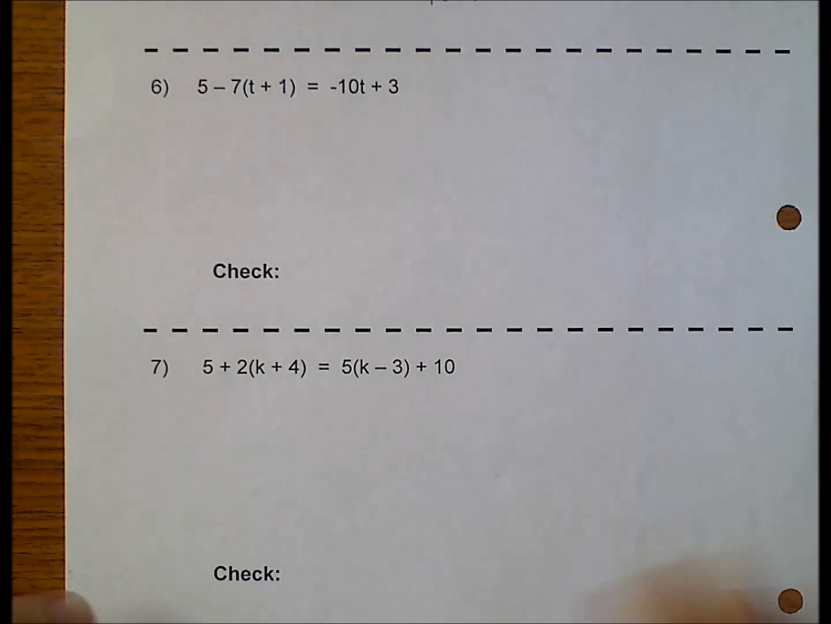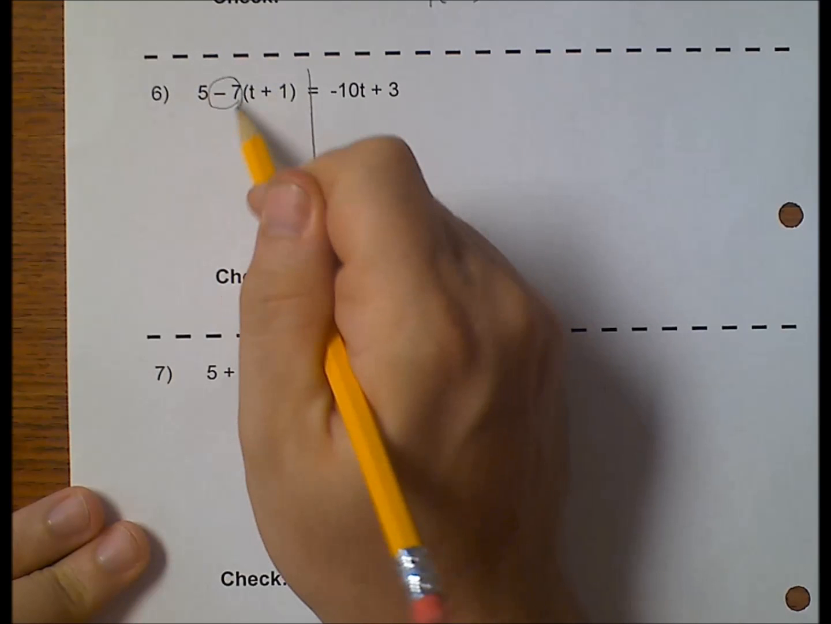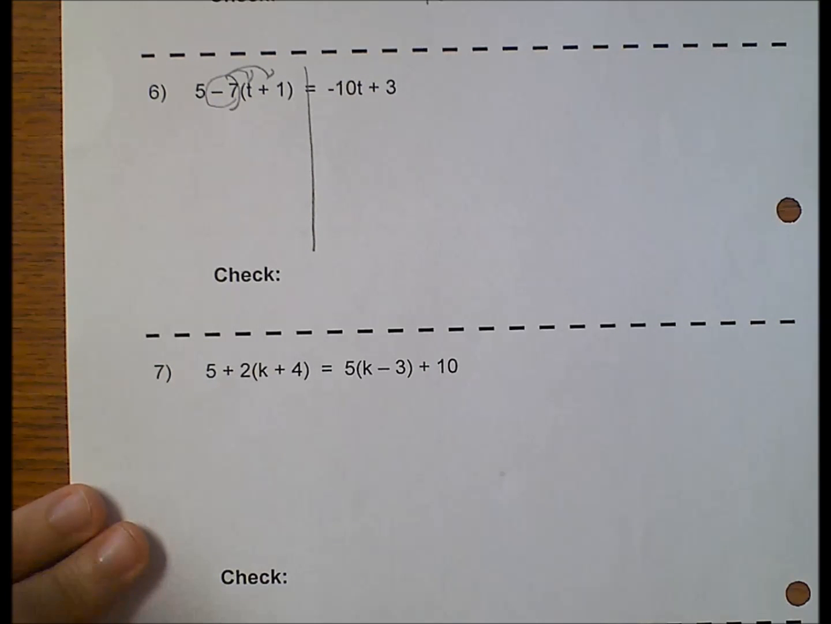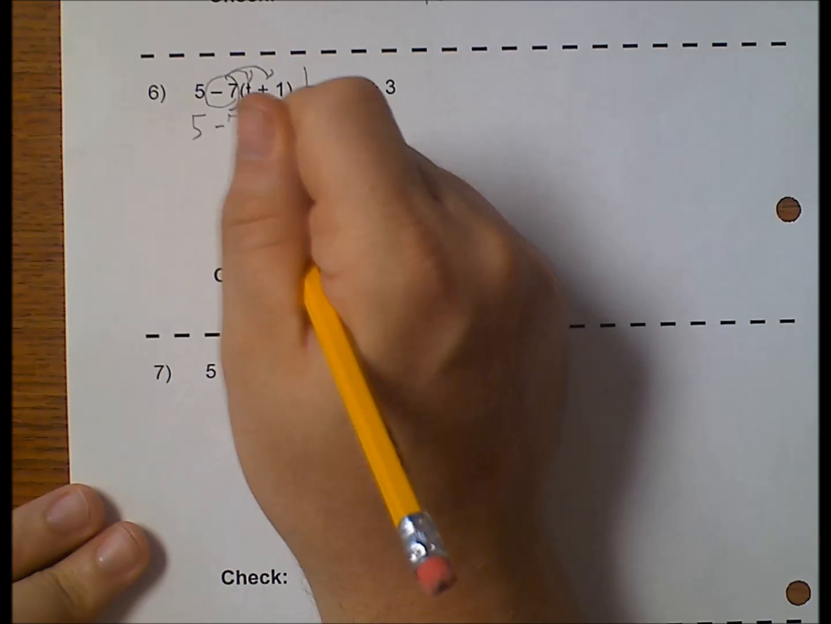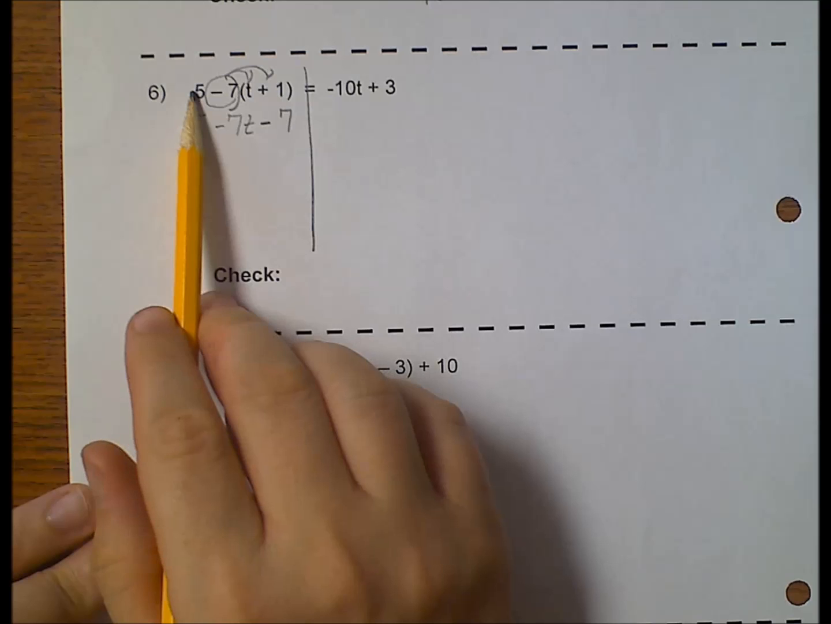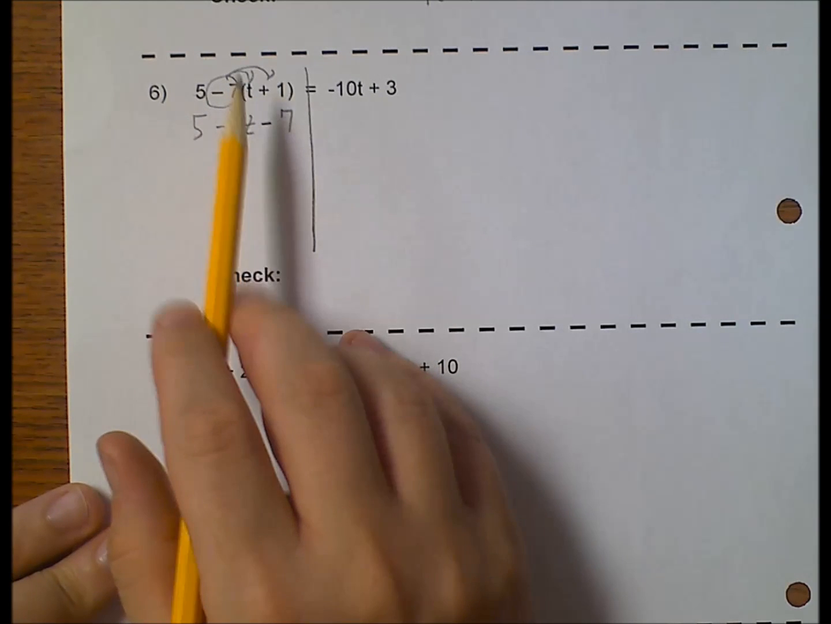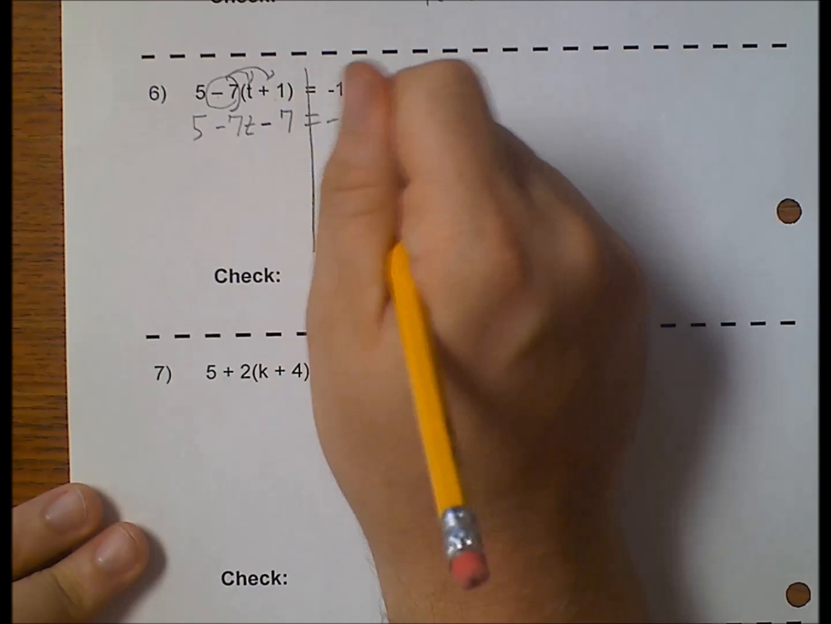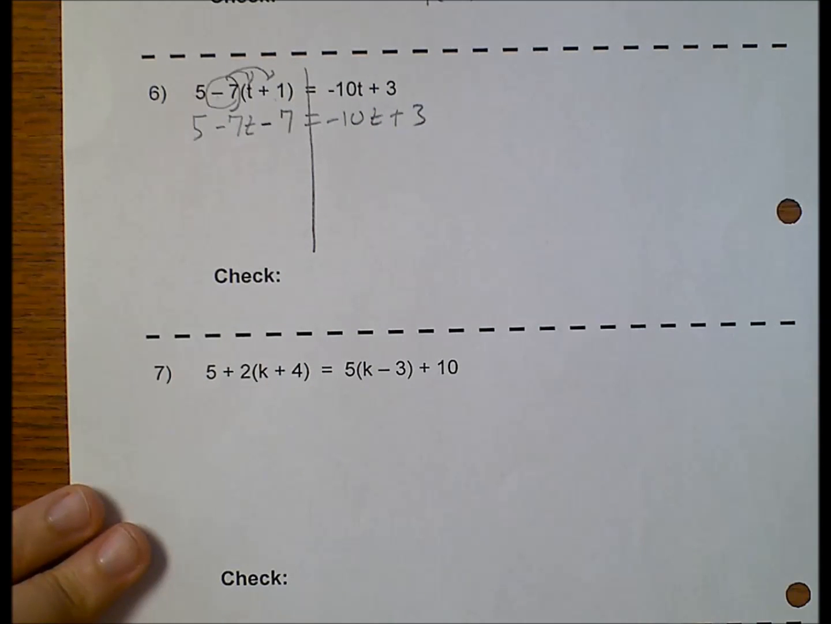For example number 6, we still have some simplifying to do. I need to take this negative 7 and distribute it. And that gives 5 minus 7t minus 7. Nothing happened with this 5, it just drops down. Negative 7 times t became negative 7t. And negative 7 times 1 is just negative 7. There was nothing to simplify on the right-hand side, so I just copy it down.